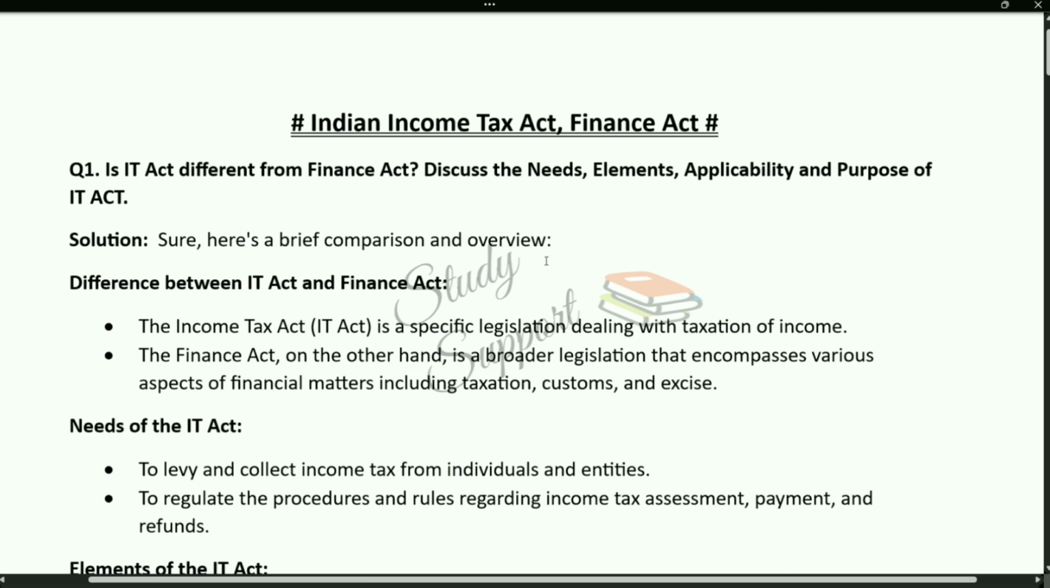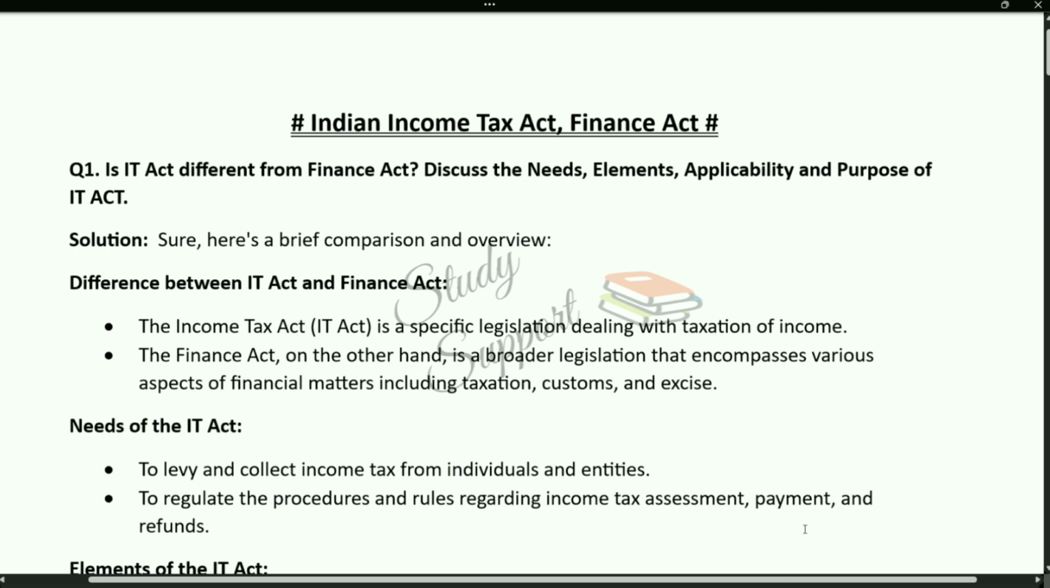Solution: Sure, here's a brief comparison and overview. Difference between the IT Act and the Finance Act. The Income Tax Act, IT Act, is a specific legislation dealing with taxation of income. The Finance Act, on the other hand, is a broader legislation that encompasses various aspects of financial matters including taxation, customs, and excise. Needs of the IT Act: to levy and collect income tax from individuals and entities.